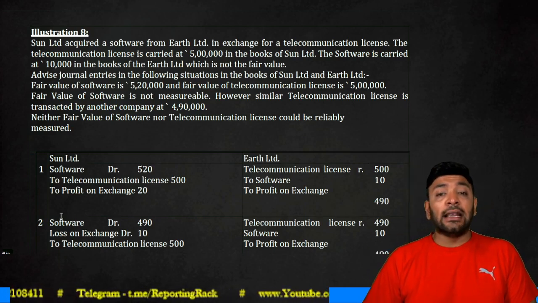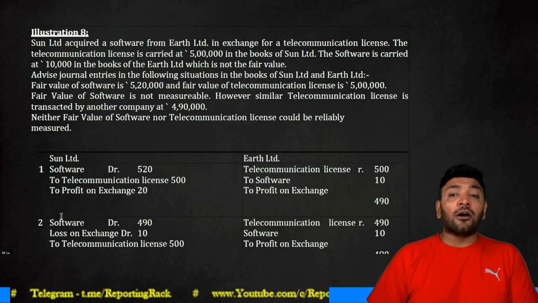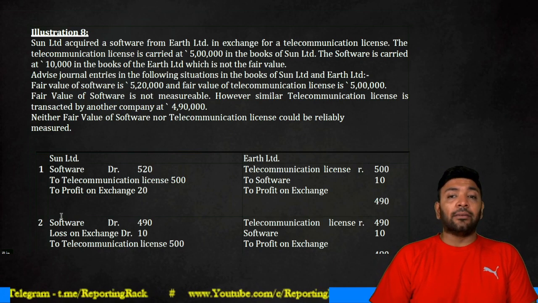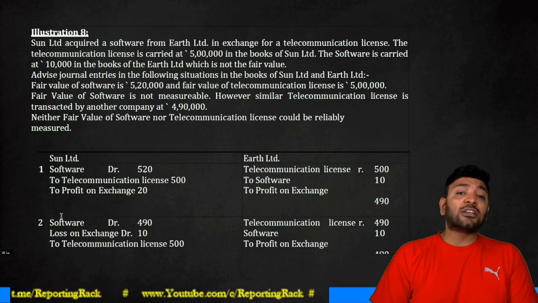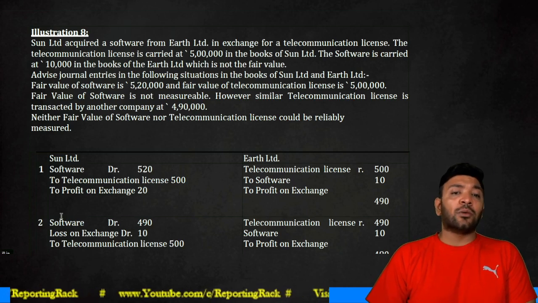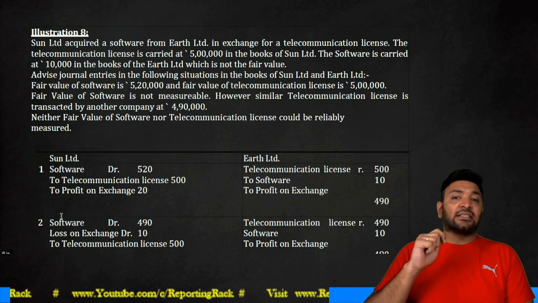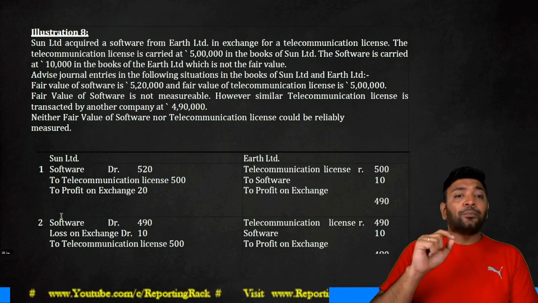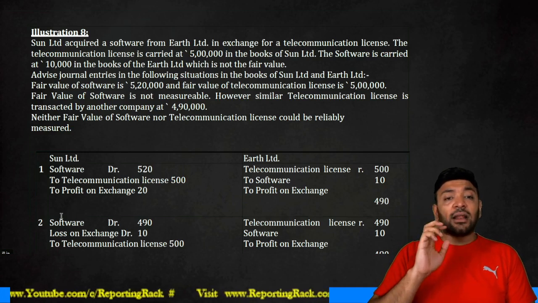What would be the entry when you are recording in the books of the other company, Earth Limited? The carrying value of the telecom license is 5 lakhs, while the software is only carried at 10,000 in the books of Earth Limited. So Earth Limited has acquired the telecom license. Telecom license account debit to your software. So what is the telecom license account debit?